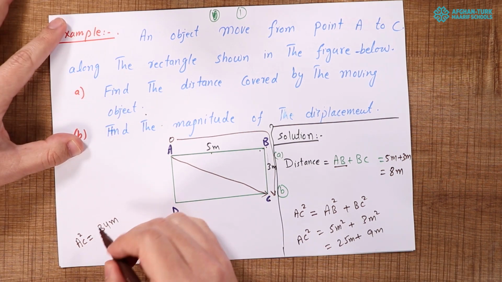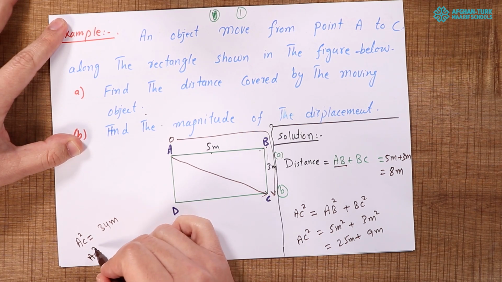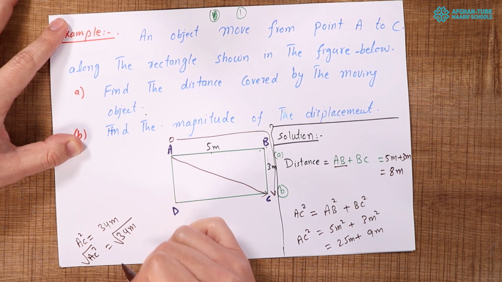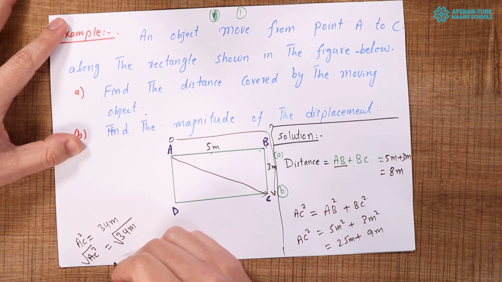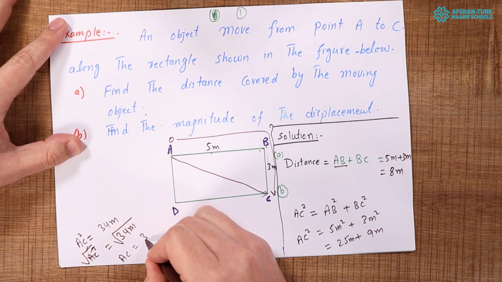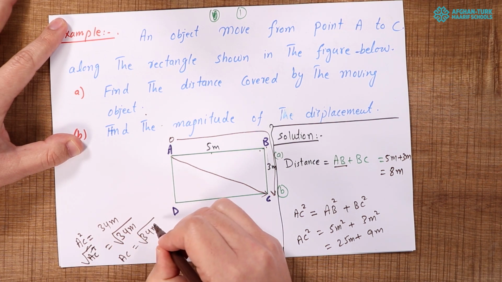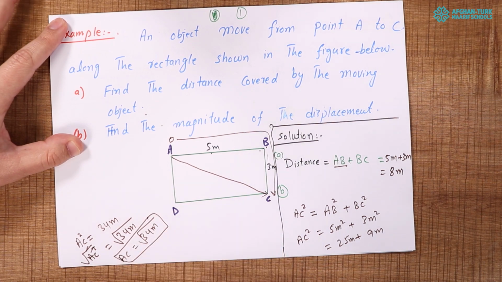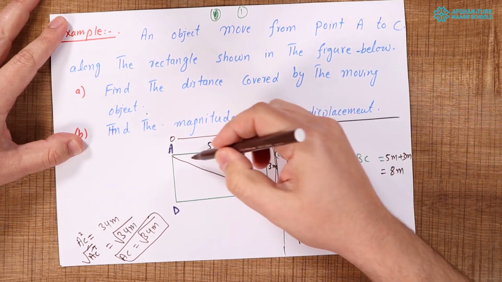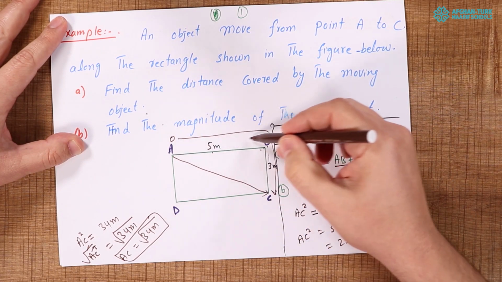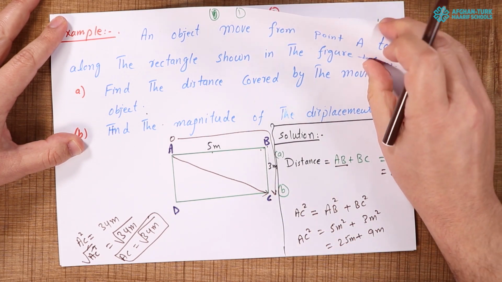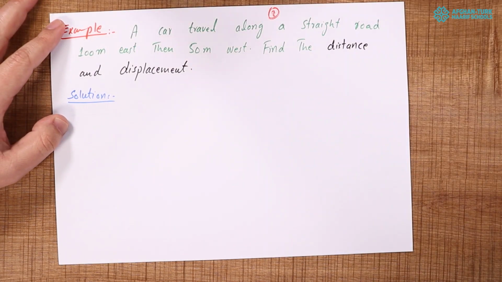Now taking the square root on both sides, AC is equal to the square root of 34 meter. So this is the magnitude of the displacement. So this is the difference. This is the shortest way and this is the longest way. The longest way is distance and the shortest way is displacement. Okay, next example, let's see.